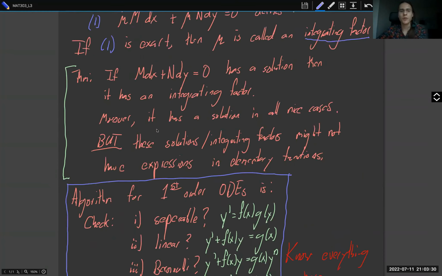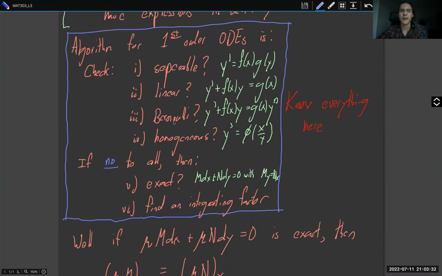Okay, so this is how you do the homework. The homework is on first order ODEs. And if you remember, we considered separable, linear, Bernoulli, homogeneous. And then if no to all of those forms, then what we're going to do is check if it's exact. And if it's not exact, we're going to find an integrating factor, right? So that's your algorithm. So I'm going to send you these notes and keep this algorithm in mind because this is how you do the homework.